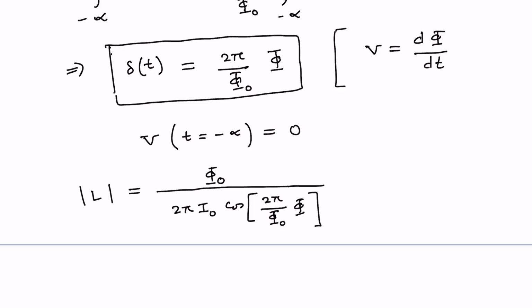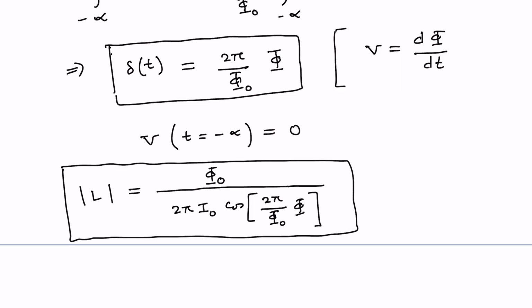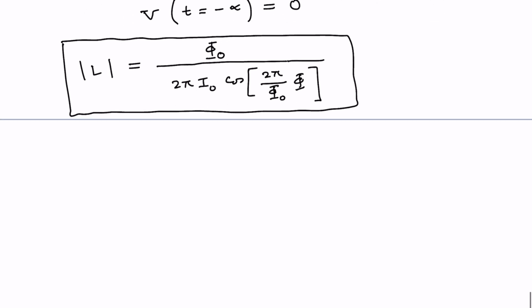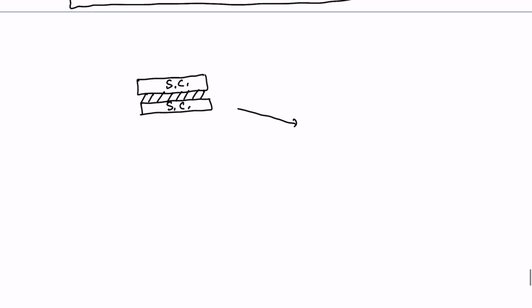So this is the expression for the inductance of the Josephson junction. So you see the Josephson junction, which is formed by two superconductors placed adjacent to each other and separated by a thin insulating layer, can now be represented by an LC circuit, and this LC circuit is a nonlinear LC circuit, because now the inductor is a nonlinear inductor.